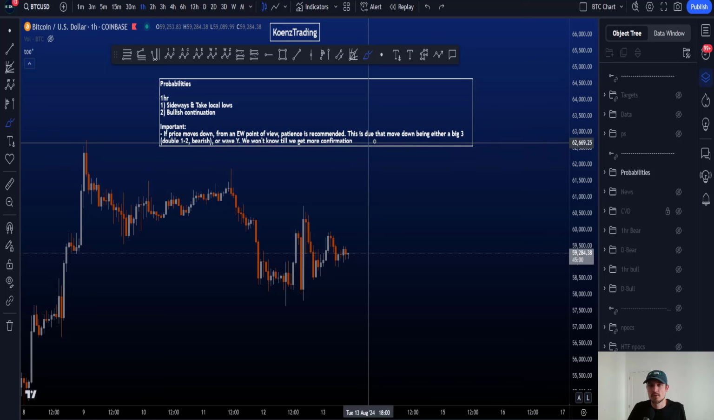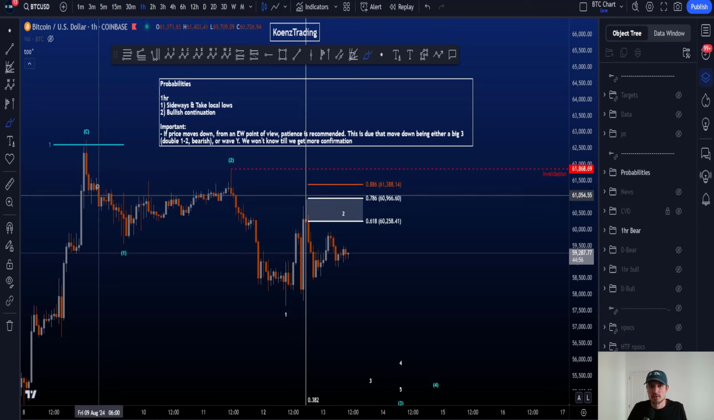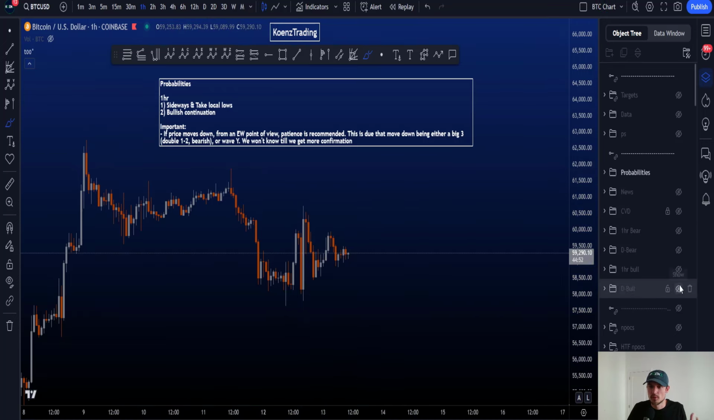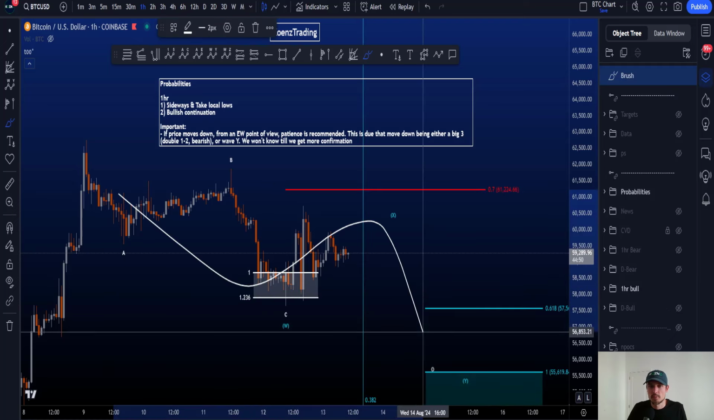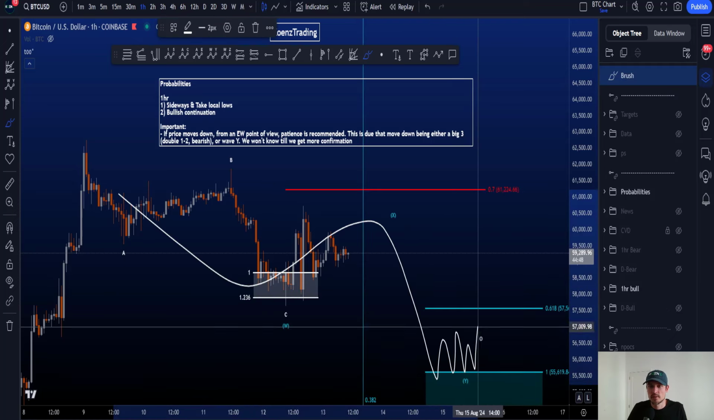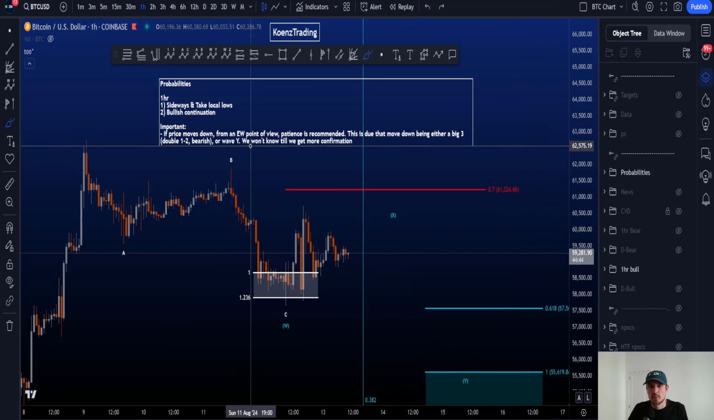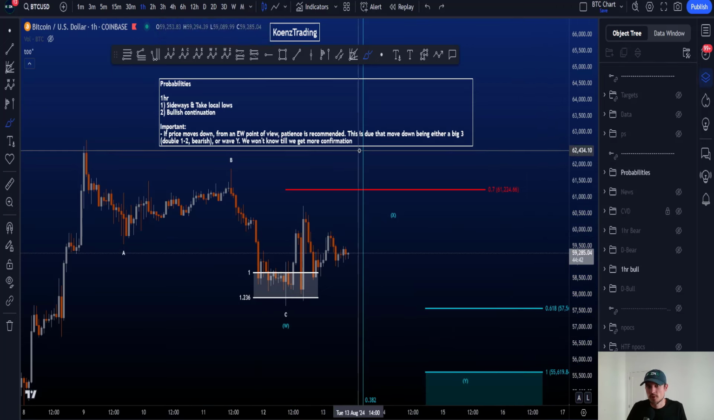And this is due to the move down being either a big 3 or a wave Y. In a bearish scenario, we look for 1-1-2 and a big wave 3 to the downside. In a more bullish scenario, we're looking for a WXY. You want to see a range forming, signs of strength, and then look back towards the upside. We won't know till we get more confirmation.